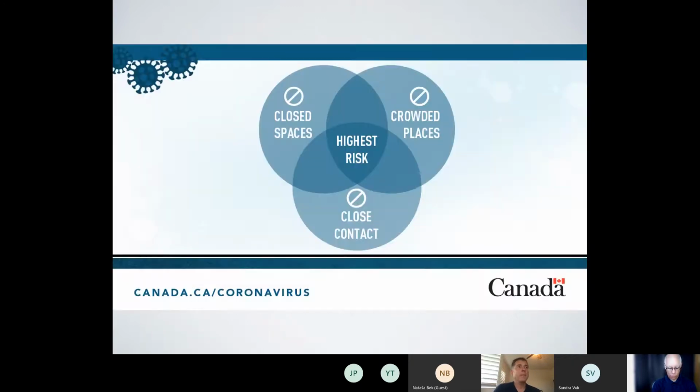And then here, specifically to Corona, this is an interesting Venn diagram, right? Where is the highest risk for catching COVID-19? One is closed spaces. The other one is crowded places and close contact, right? Sounds like school.